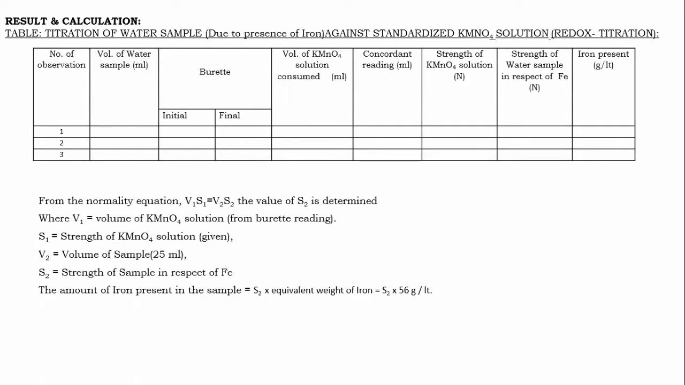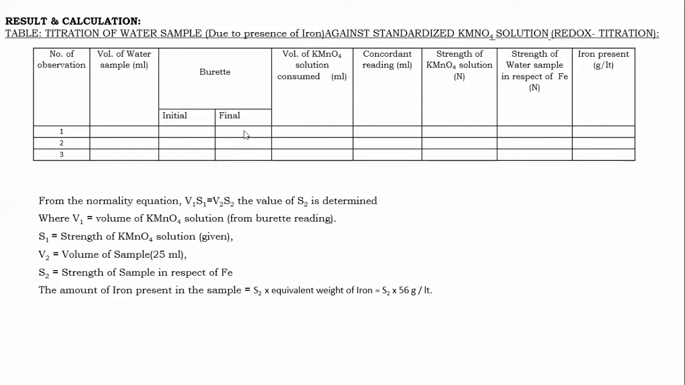Students, this is the last part of this experiment, result and calculation part. Now look, there is a table. You have to fill up the table first after doing the experiment, as I told. So 3 observations are there. Already we have to take 3 observations. And so first of all, the volume of water sample, that should be 25 ml. Every time we are repeating 25 ml.